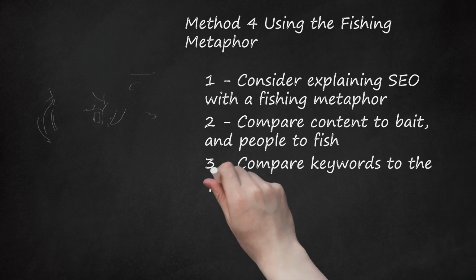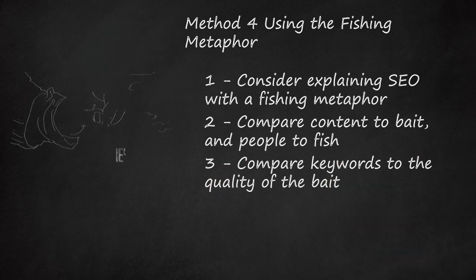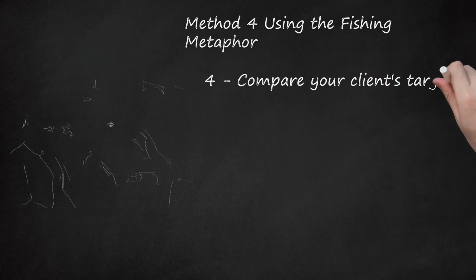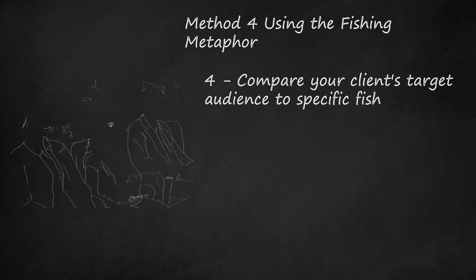3. Compare keywords to the quality of the bait. The better content your client's website is, the more visitors he or she will receive. Similarly, the better quality bait a fisherman has, the more fish he will catch. 4. Compare your client's target audience to specific fish.